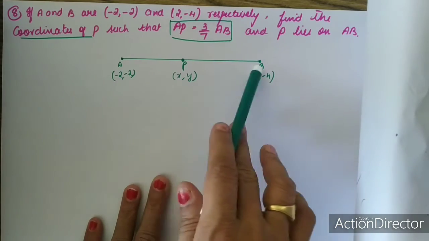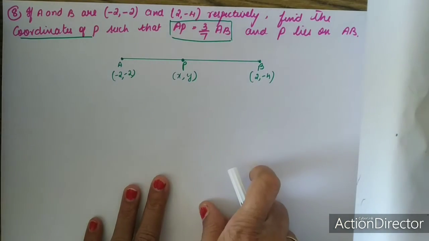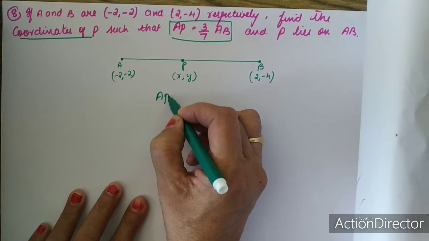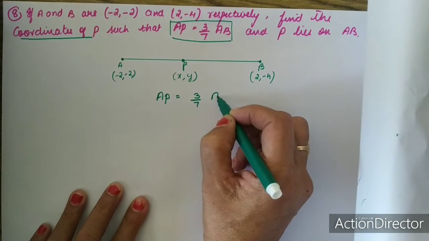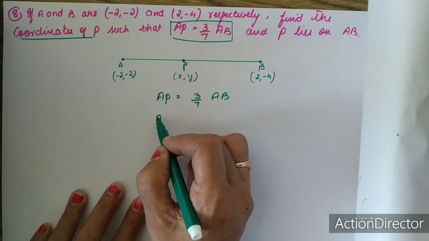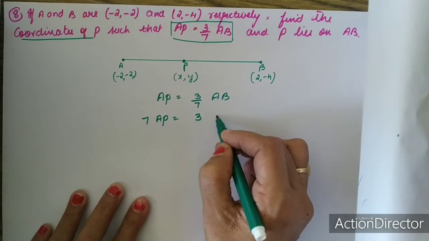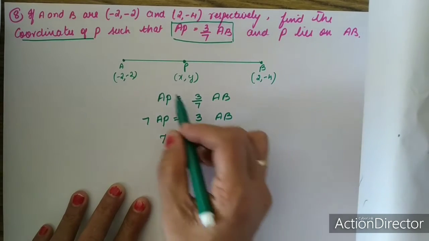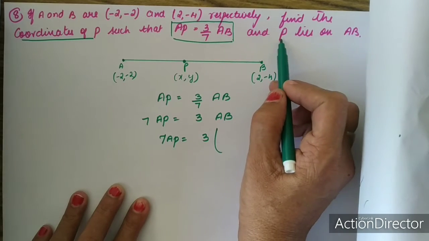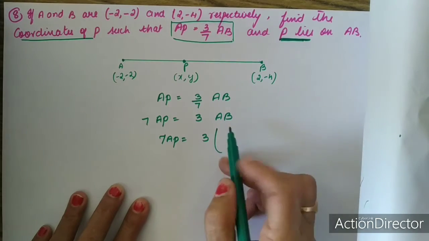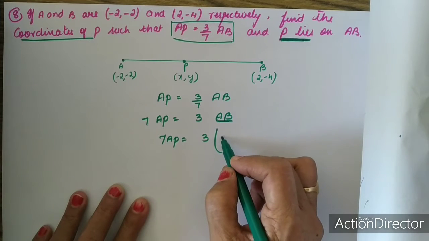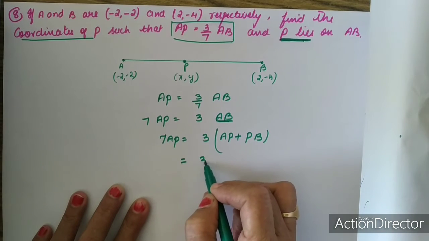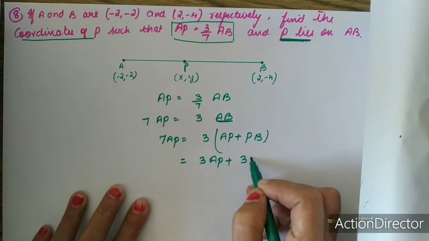So first we have to find PB, the ratio PB. So let us find now. What is given now? AP is equal to 3 by 7 of AB. So by cross multiplication, 7 AP is equal to 3 AB. I can write AB as AP plus PB because it is given P lies on AB. So this AB I am splitting as AP plus PB. This is equal to 3 AP plus 3 PB.